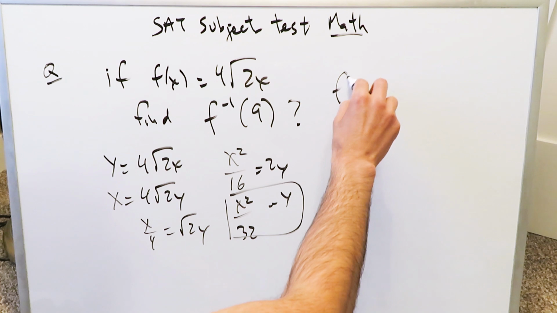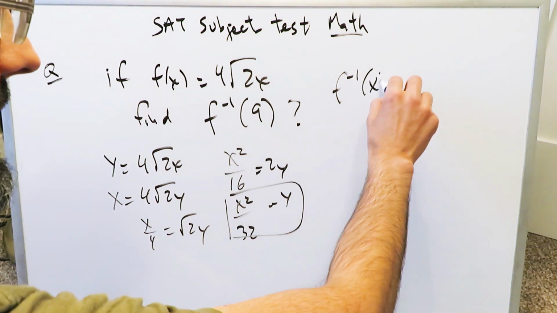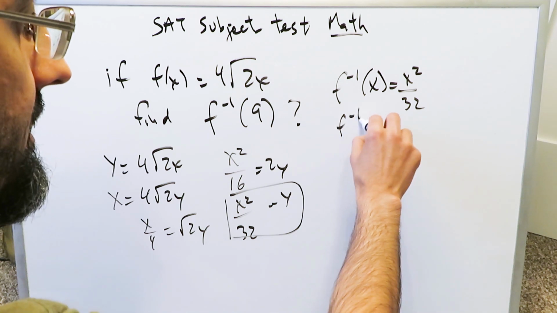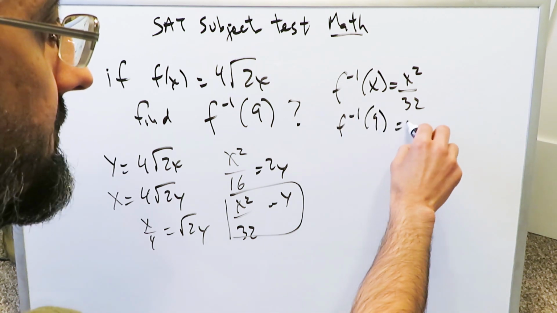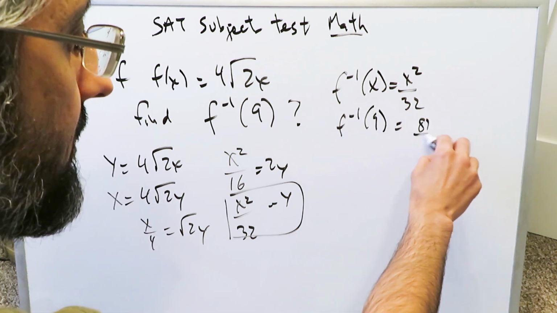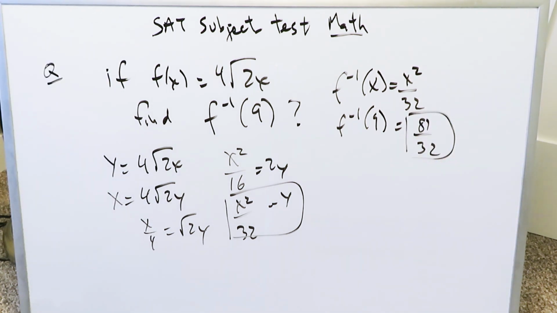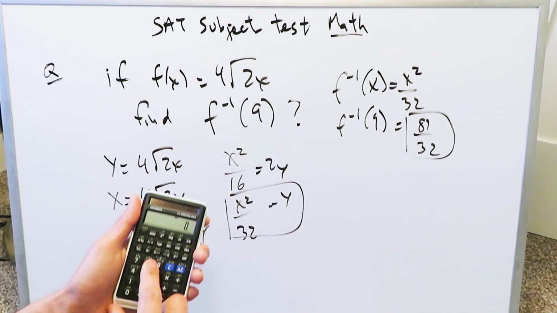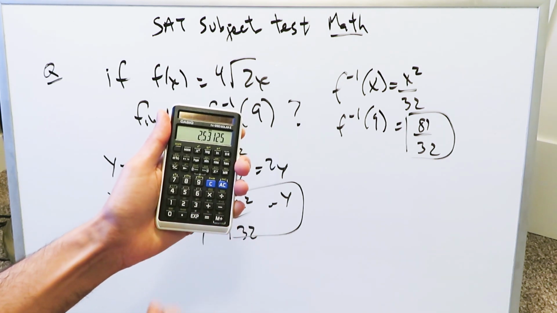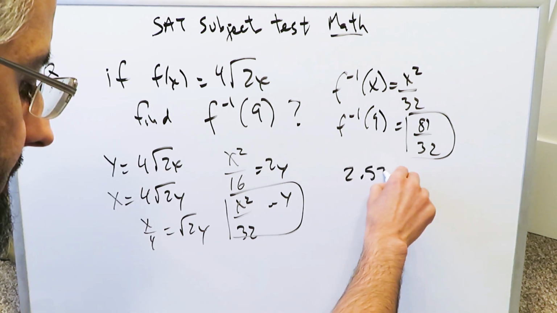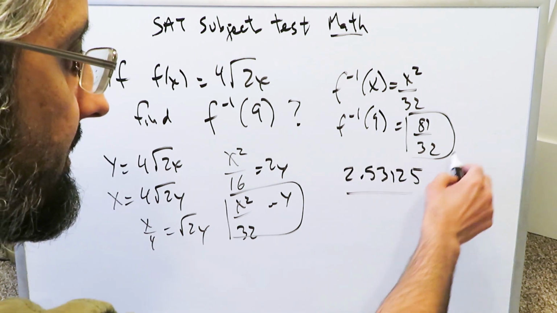So now you know that your function in terms of its inverse of x is equal to x squared over 32. We have to find now this in terms of 9. How would you do that? You just put 9 in place of x, you'd have 81 over 32. You can do a decimal answer or you can leave it like that. I'll bring in a decimal answer. It would be 81 divided by 32, 2.53125. Either of these answers would be good.